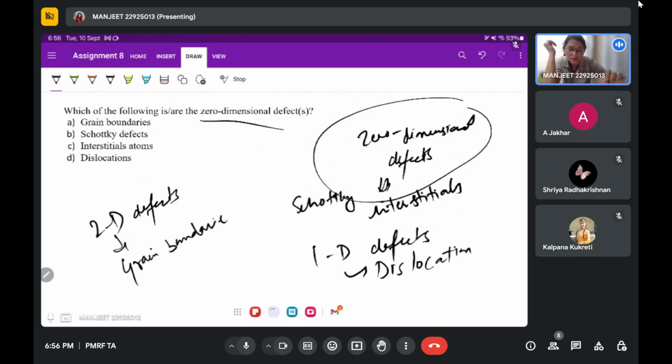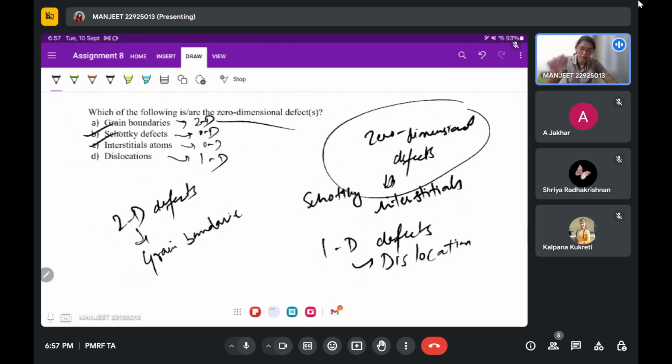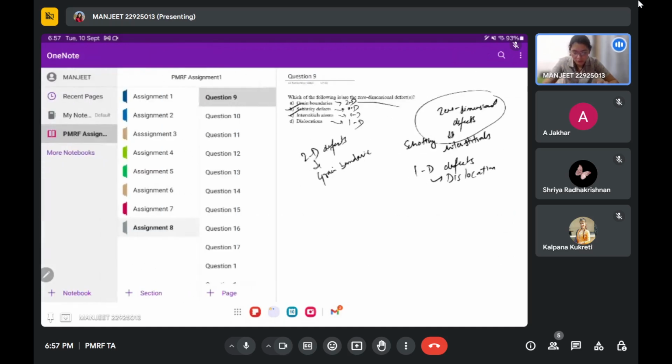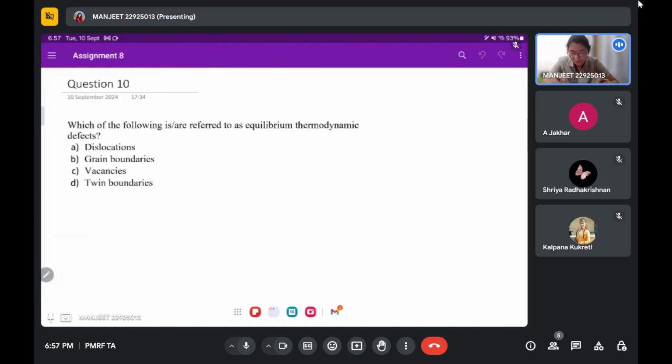So here it is asked about the 0 dimension. Grain boundaries belong to 2D. This belongs to 0D, the Schottky defect. Interstitial will also be 0 dimension. Dislocation is 1 dimension. So B and C are the correct answers, corresponding to the 0 dimension defects. Okay, this is all about question number 9. Now let's move to question number 10.